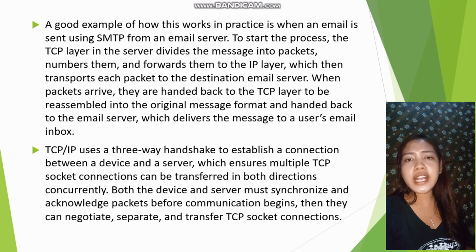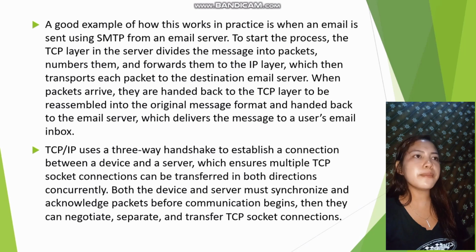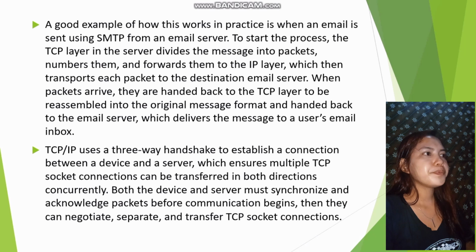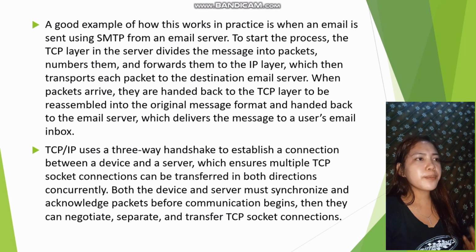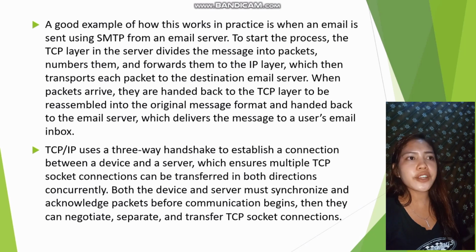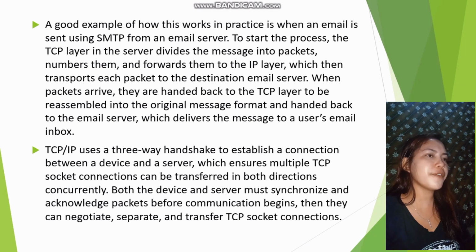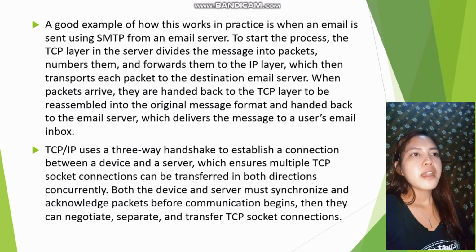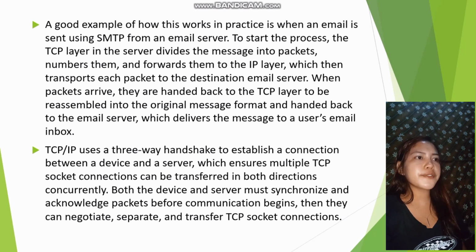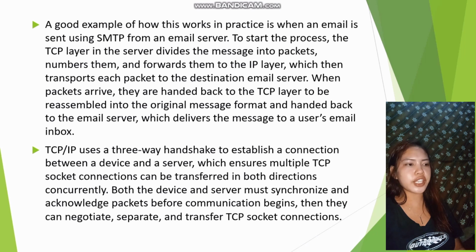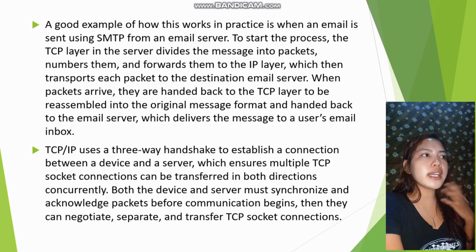TCP/IP uses a three-way handshake to establish a connection between a device and a server, which ensures multiple TCP socket connections can be transferred in both directions concurrently. Both the device and server must synchronize and acknowledge packets before communication begins. Then they can negotiate, separate, and transfer TCP socket connections. So, those are the examples.